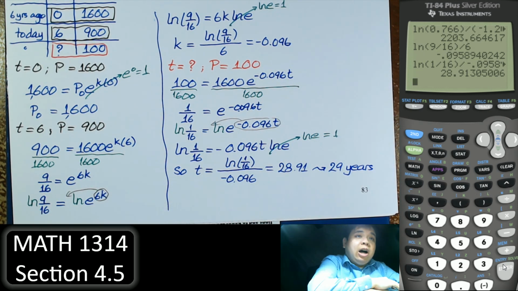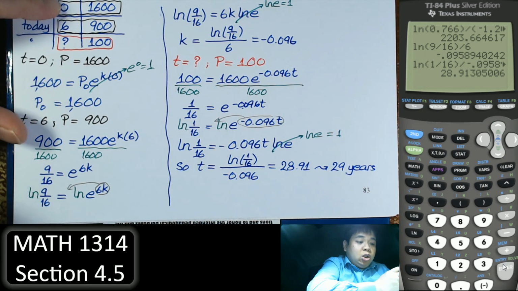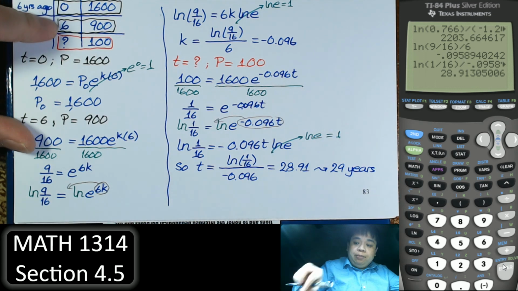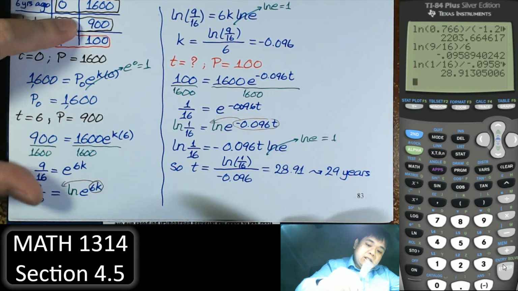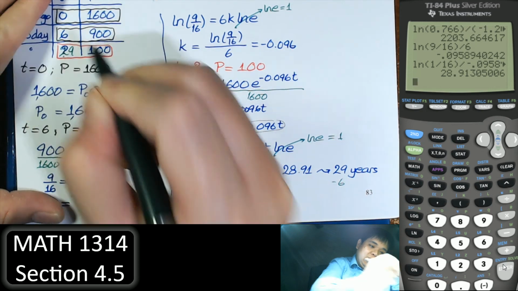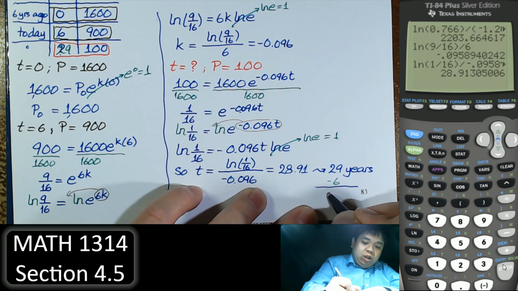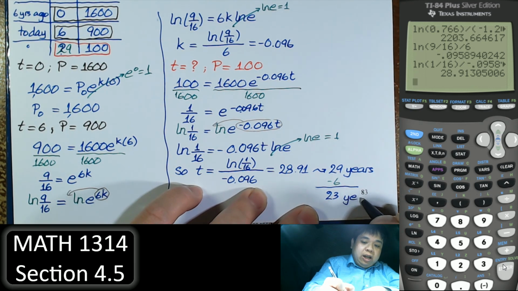So just pay attention to one little thing. We let t be 6 years ago. So if we want from today, we have to minus 6. So t in this is 29, which is 23 years from today.